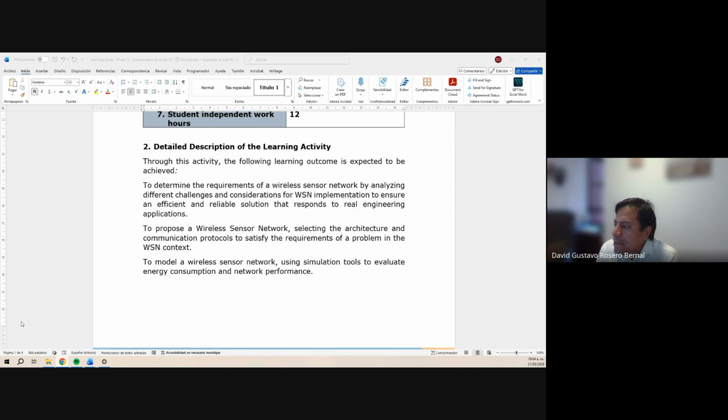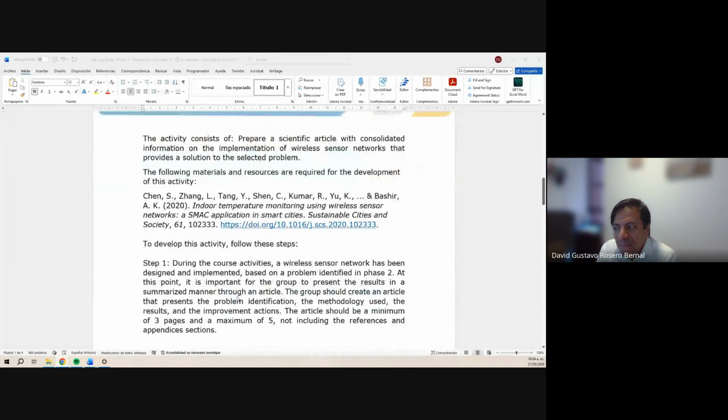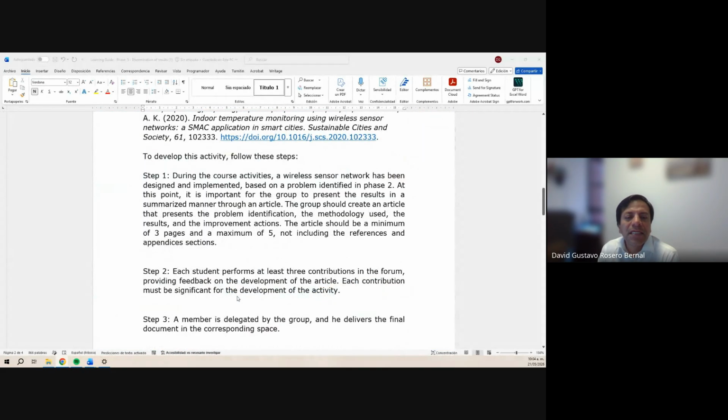The activity consists of one deliverable that consolidates information. This is not a technical report. This is not an executive summary. This is not a slide deck or a brochure. This is a scientific article with all the structural and stylistic conventions that the academic community recognizes.